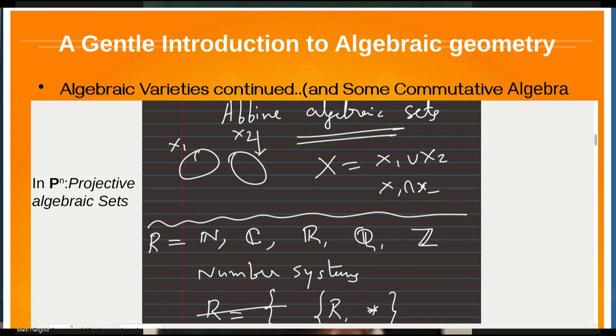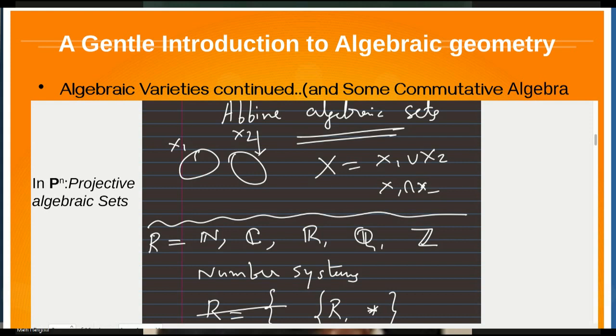However, if you have an algebraic set which cannot be expressed as a union of two such sets, which is itself a single component, then it's called an irreducible set. So an irreducible algebraic set is called an affine variety. Similarly, if we look at projective space Pn and at such algebraic sets which are irreducible, then they are called projective algebraic varieties.